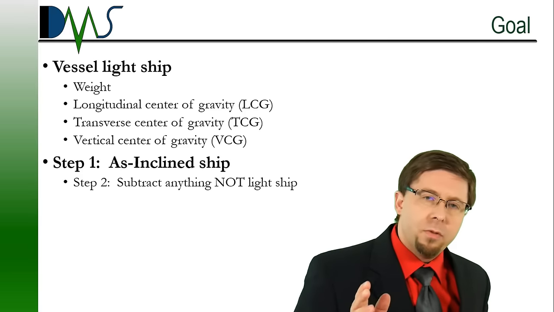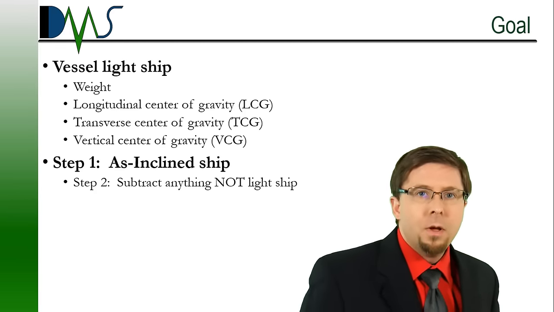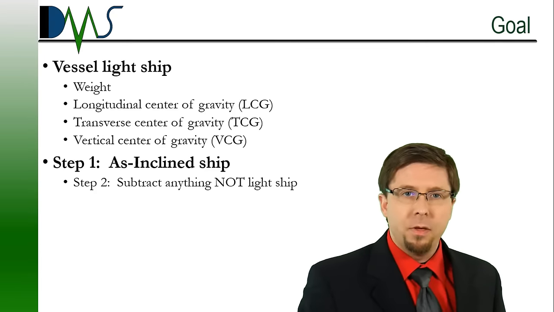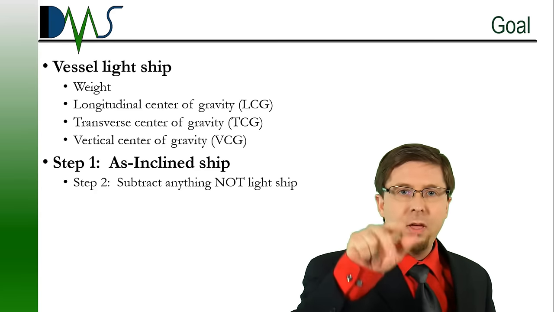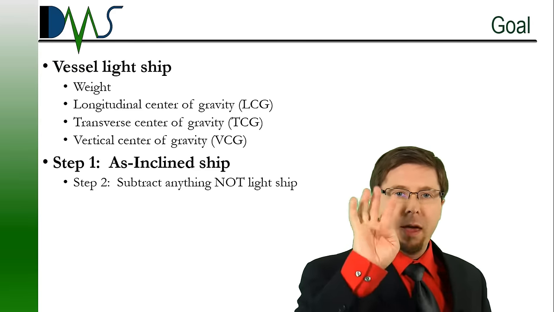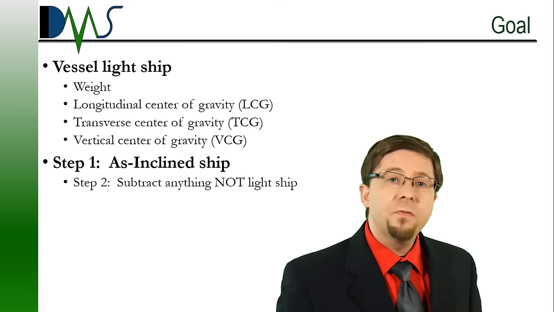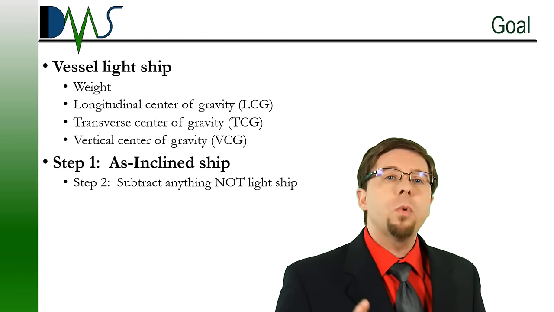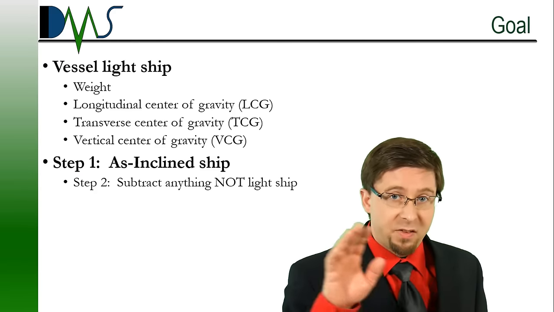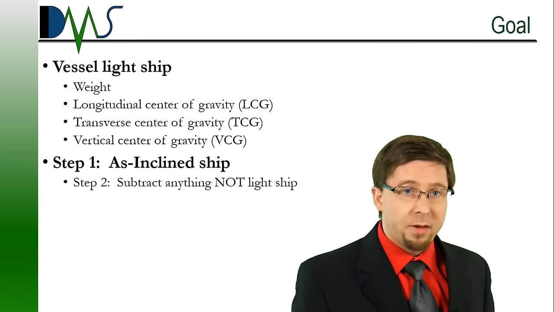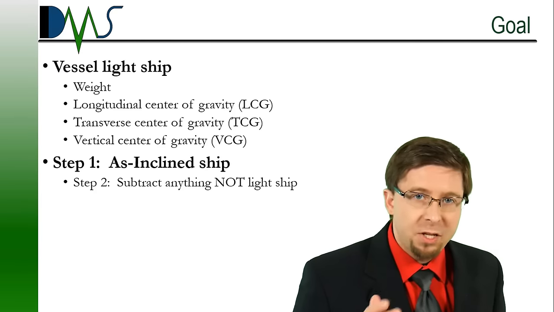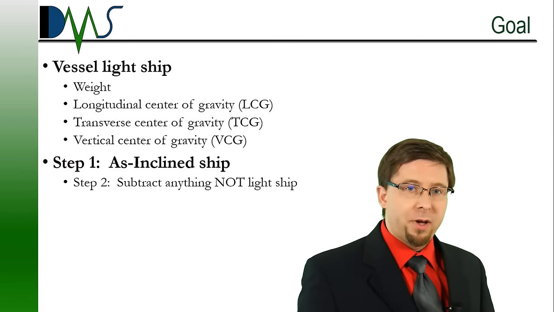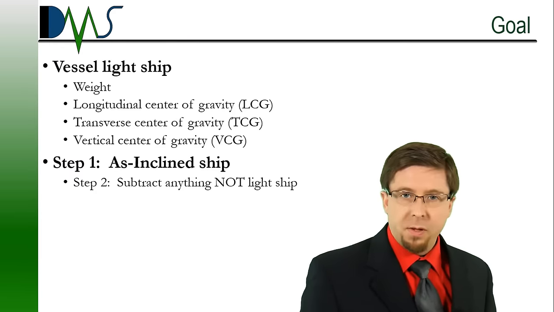Before we dive into this process, what is our goal? Well, we want to calculate four critical numbers for the vessel lightship: the weight, the longitudinal center of gravity, transverse center of gravity, and vertical center of gravity. These four numbers completely define the vessel weight properties. First, we calculate this information for the vessel as inclined, meaning what we have on the day of the test. This includes the lightship plus everything that should not be there. And then we correct for the extra items like the deadweight, test equipment, people on board, etc.